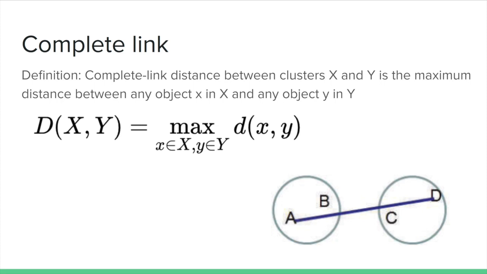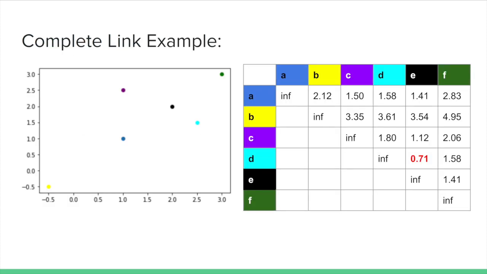The next linkage example that we have is the complete link. The complete link distance is defined as the maximum distance between any object X in cluster X and any object Y in cluster Y. From the little diagram here, you can see that between two clusters, it would be the distance of the farthest points from each other, which in this case is A and D. Using the same data set that we did before with single link, we're going to go through the calculations and see how complete link would work.